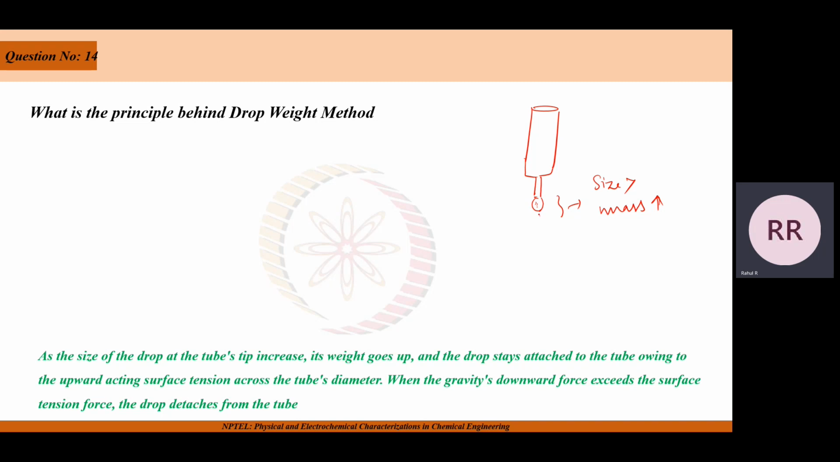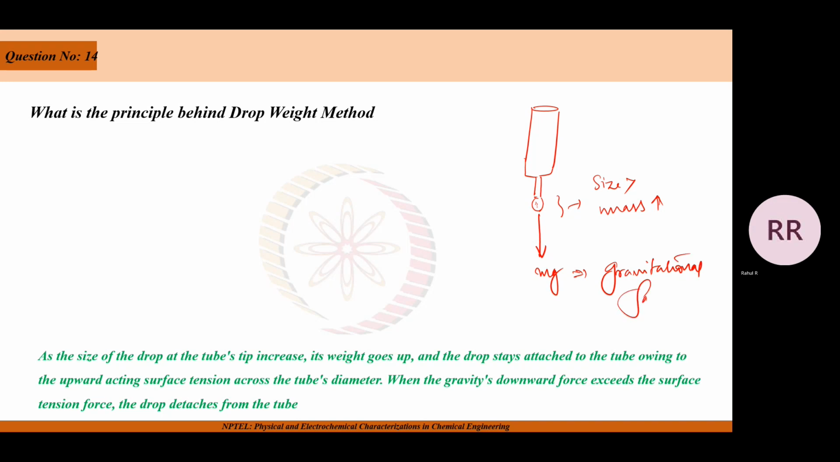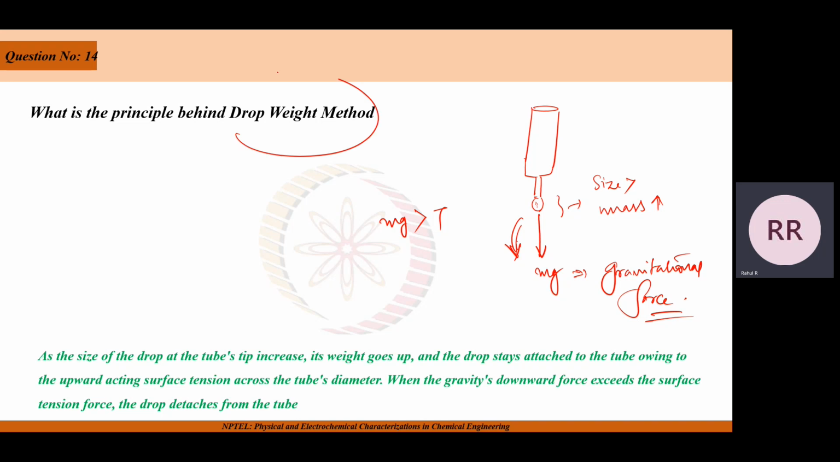Now it is being pulled down by its weight mg, which is due to the gravitational force. So the gravitational force is balanced by the surface tension. At the point when mg becomes greater than the surface tension force, the drop actually falls down. So this is the basic principle behind the drop weight method.